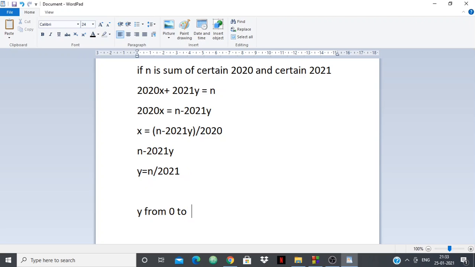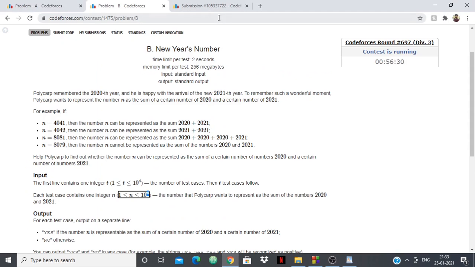So that means I only need to go from 0 to n by 2021, because this is the largest value of y for which we can find the minimum value of x, which will be 0. Below that we don't need to find, right? Because we need to find positive integers for x and y, positive or 0. Below that we don't want. Okay, so y from 0 to n by 2021. So O of t into n by 2021 will not give TLE, okay? This will pass easily. That's the only thing I have to do. So I'll just show you the code.